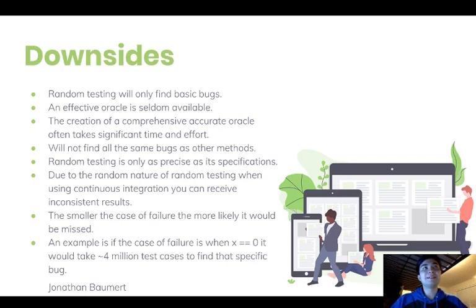So it is not that easy to set up a good property and a good value to evaluate if it is correct or not. And it also will not find all the same bugs as other methods would, which are a little bit more, I guess, nitpicky about what goes into that system.